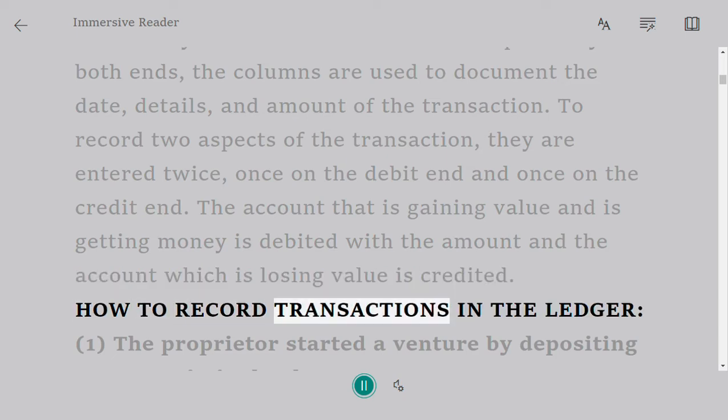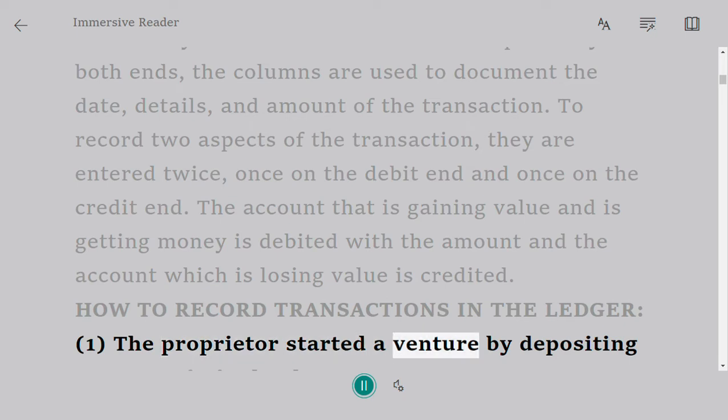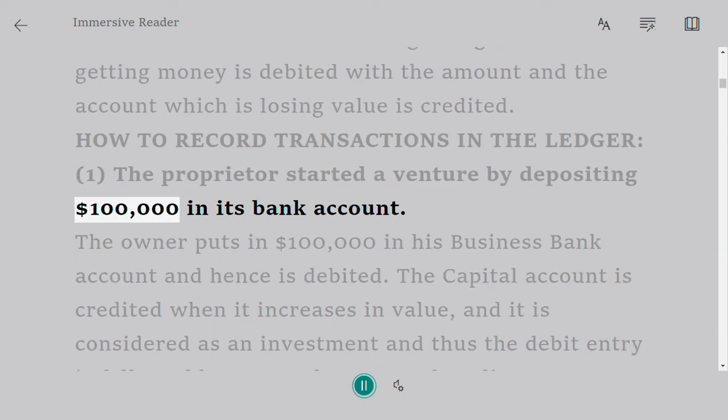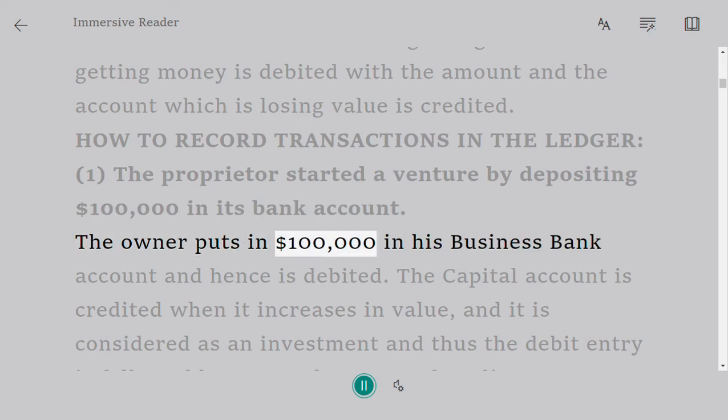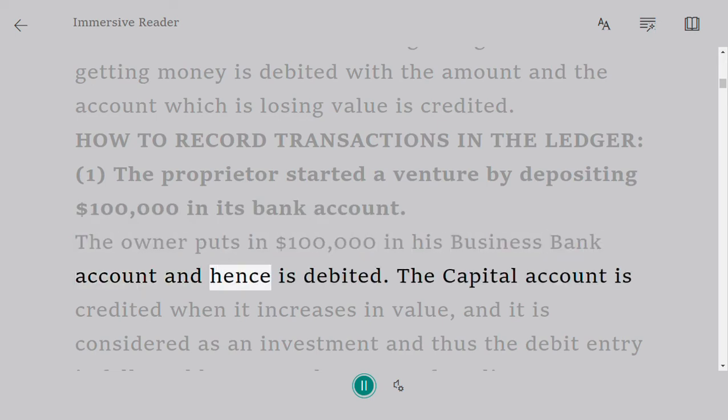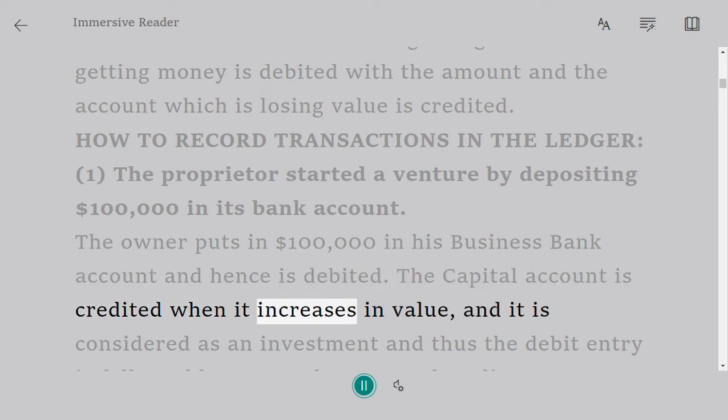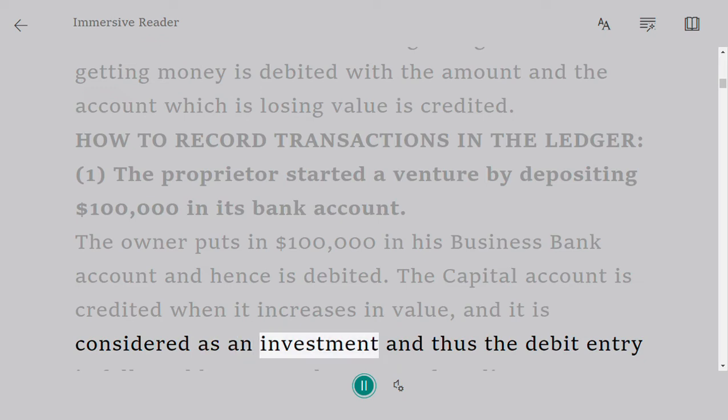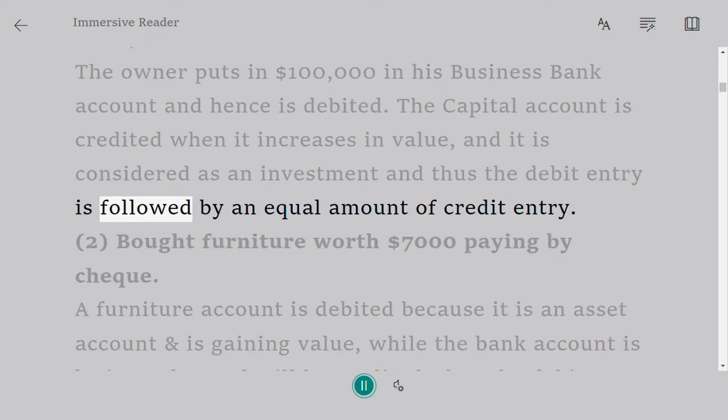How to record transactions in the ledger. 1. The proprietor started a venture by depositing $100,000 in his bank account. The owner puts in $100,000 in his business bank account and hence it is debited. The capital account is credited when it increases in value, and it is considered as an investment, thus the debit entry is followed by an equal amount of credit entry.